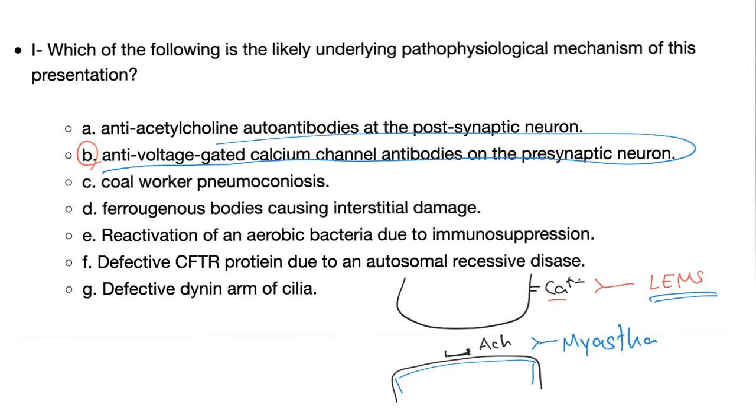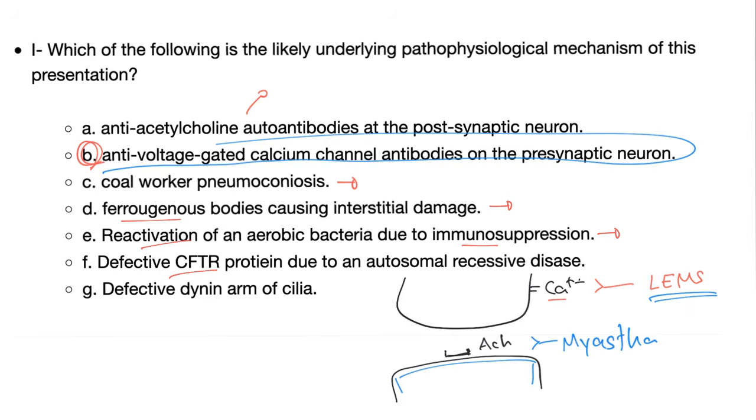Okay, why not myasthenia gravis, since myasthenia gravis can also lead to an extrinsic restrictive lung disease? And the answer is this patient was a male, there was a dry mouth, there was infertility, so it's more likely Lambert-Eaton myasthenic syndrome. So A is myasthenia, B is Lambert-Eaton, which is the correct answer. Coal worker pneumoconiosis? No, he only worked part-time for 2 weeks. No, it's not enough. Ferruginous bodies? This is asbestosis. The case didn't mention his exposure to asbestos whatsoever. Reactivation of TB? This requires immunosuppression, and I have no clue that he is immunocompromised.